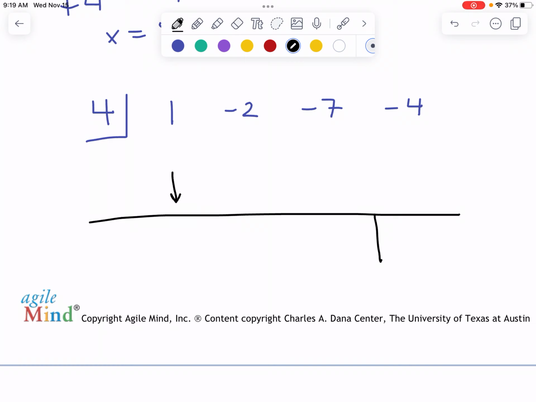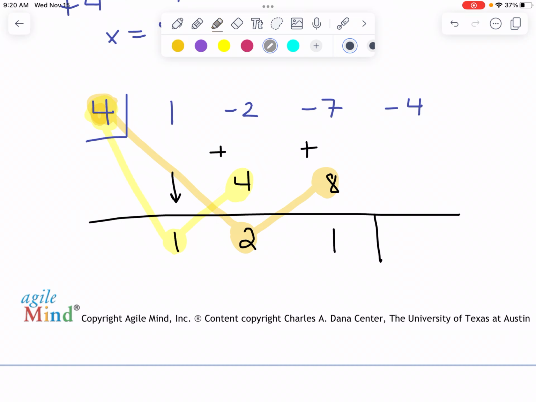We always bring down that first term. So 1. Then I'm going to take 4 times 1, and 4 times 1 gives me 4. I'm going to add down in my column. Negative 2 plus 4 gives me a positive 2. Next, I look at my 4 and I see my 2, and I multiply those together. 4 times 2 gives me 8. Again, I add down in this column. Negative 7 plus 8 gives me a positive 1.